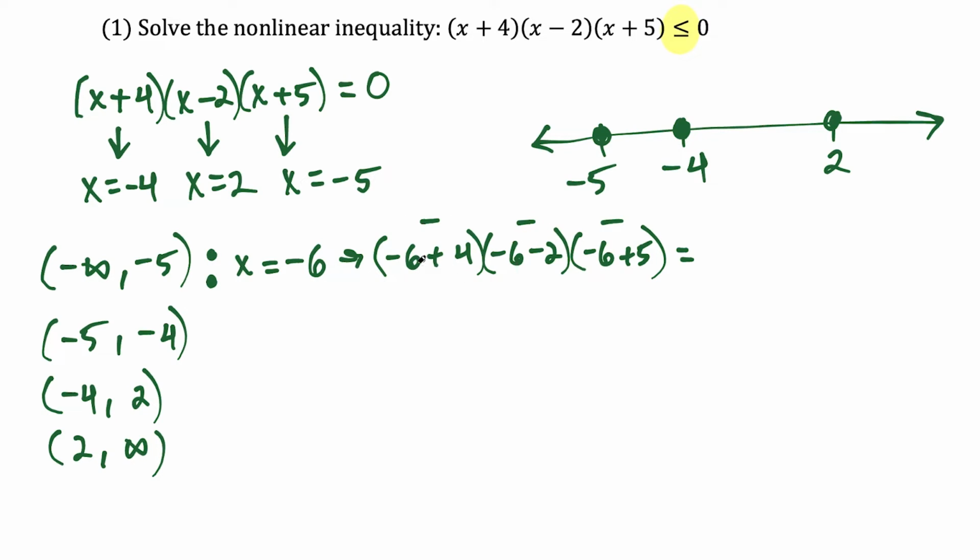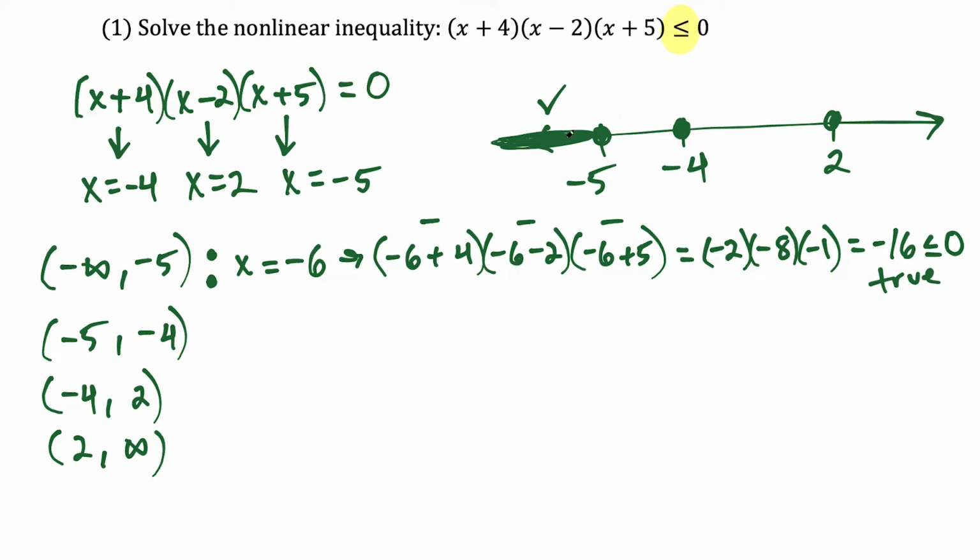But now if we actually work this out, we're going to have negative 2 times negative 8 times negative 1. And this is going to work out to negative 16, which we ask ourselves, is this less than or equal to 0? This is a true statement here. This is true, which tells us that this interval from negative infinity to negative 5 is part of our solution set. Okay, so we can include this. This is part of our solution set.